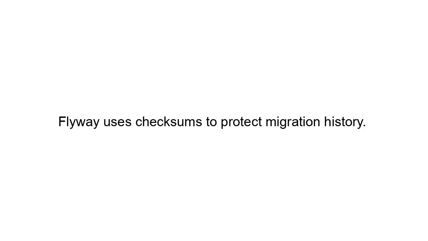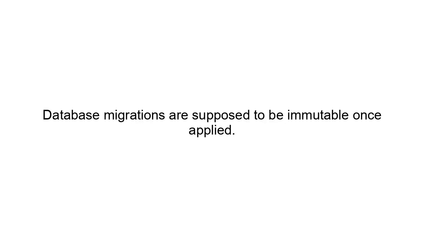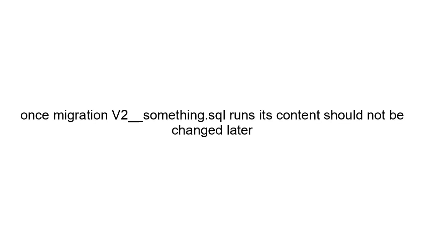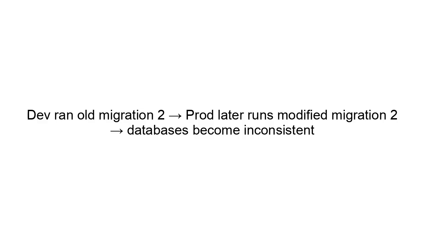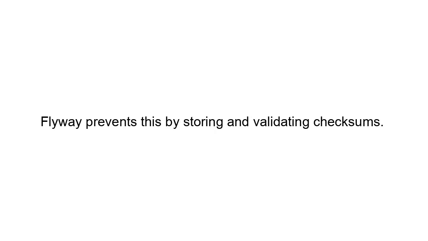Why Flyway uses checksums? Flyway uses checksums to protect migration history. Database migrations are supposed to be immutable once applied. That means once migration v2_something.sql runs, its content should not be changed later. Why? Because if a migration is changed after being executed in one environment, then different environments may end up with different database structures. Example concept: dev ran the old migration 2, and prod later runs the modified migration 2, so the databases become inconsistent. Flyway prevents this by storing and validating checksums.